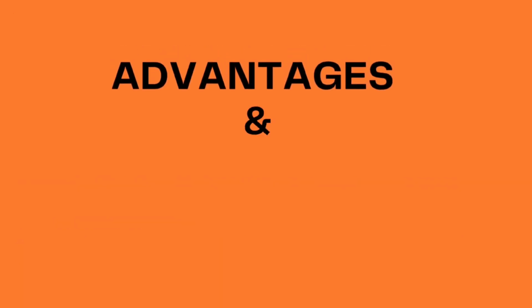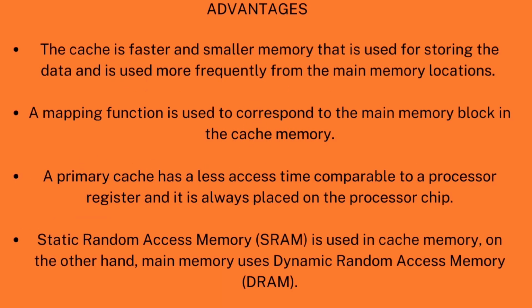Advantages of cache memory: the cache is a faster and smaller memory that is used for storing the data that is used more frequently from the main memory locations. A mapping function is used to correspond to the main memory block in the cache memory. A primary cache has less access time, comparable to a processor register, and it is always placed on the processor chip. Static random access memory is used in cache memory. On the other hand, main memory uses dynamic random access memory.